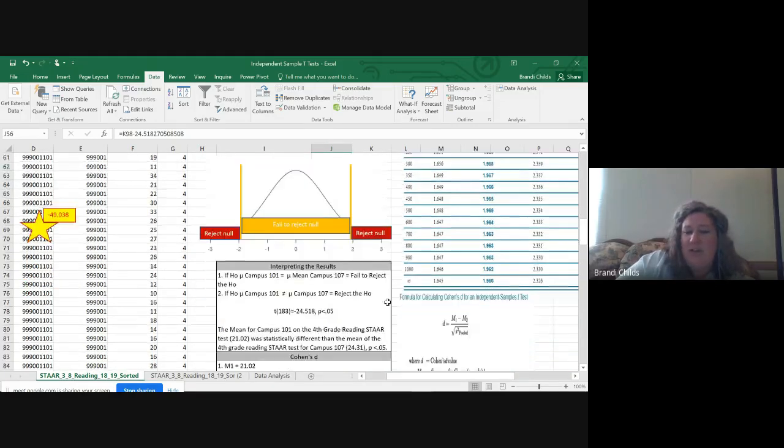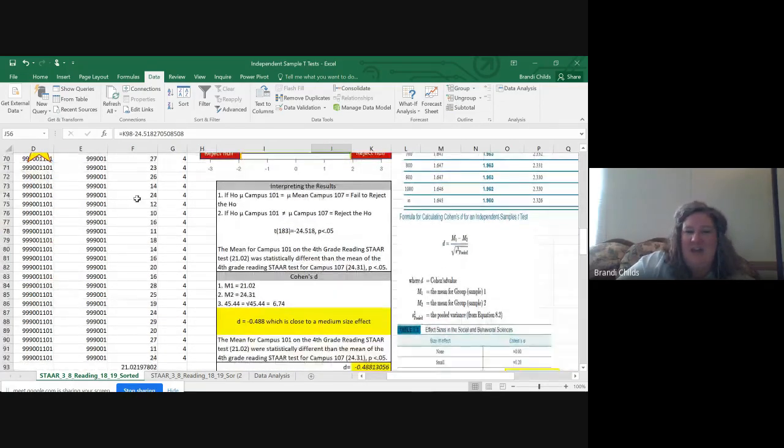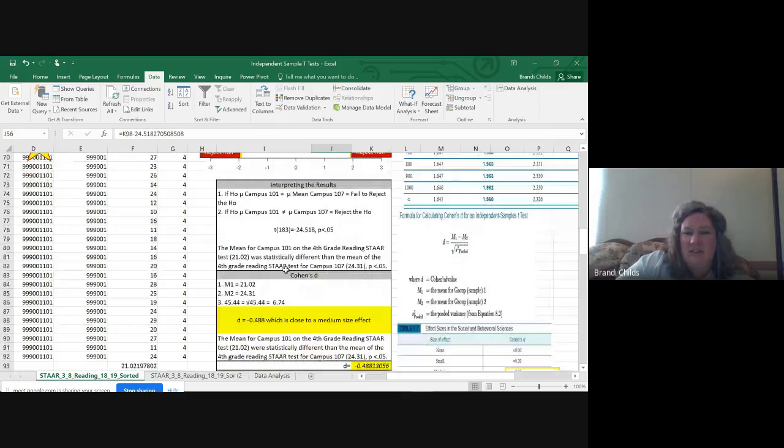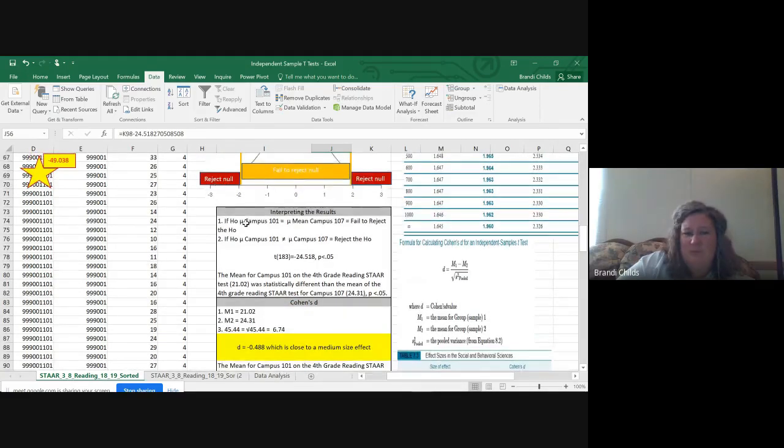So when I go to interpret the data, that's exactly what I'm going to find out, that they are statistically different. The means are very different. And so I'm going to reject the null. So here was interpreting that data.